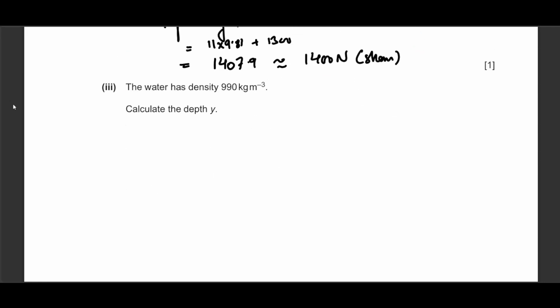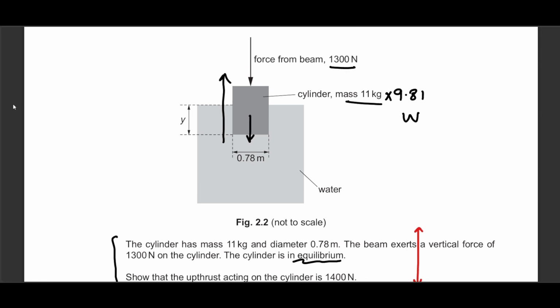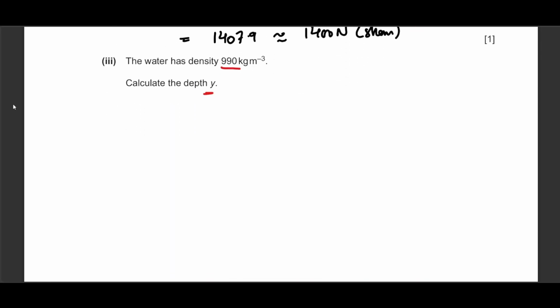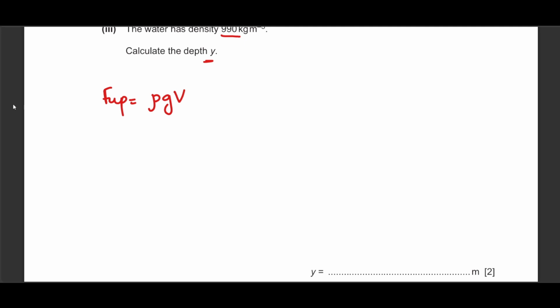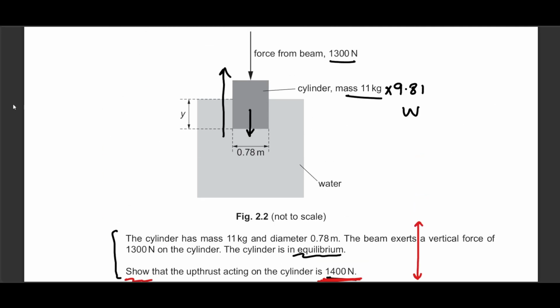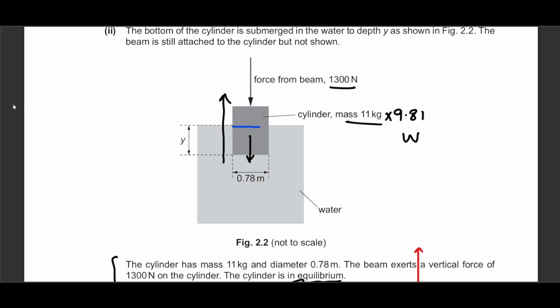He says the water has a density of 990, calculate the depth y. Now we know that the formula for the upthrust is rho g V. Now let's try to use that formula over here. So the upthrust is equal to rho g V, and we're supposed to find out everything for the V. Now, V is the volume of the liquid that is being displaced, and the liquid volume that is being displaced by the cylinder is only that volume which is actually submerged in the liquid.